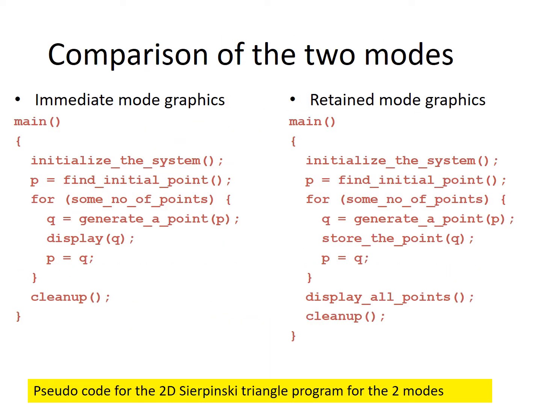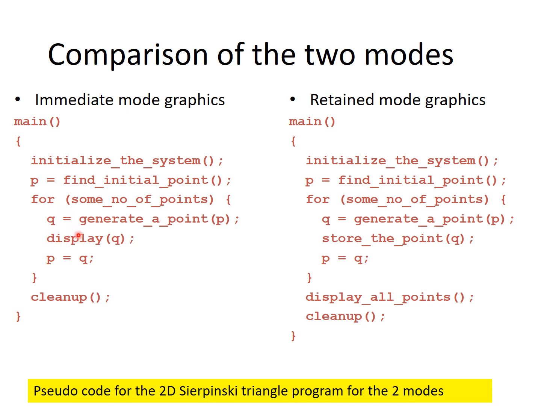Let's look at a side-by-side comparison of the two modes in pseudocode. Here we have the immediate mode graphics, and here we have the retained mode graphics. We define the main function. After initializing the system, we find the initial point of the Sierpinski's triangle. This is given in your book. The definition of the Sierpinski triangle is also given in your book. It's basically a recursive program to make a nice looking set of triangles.